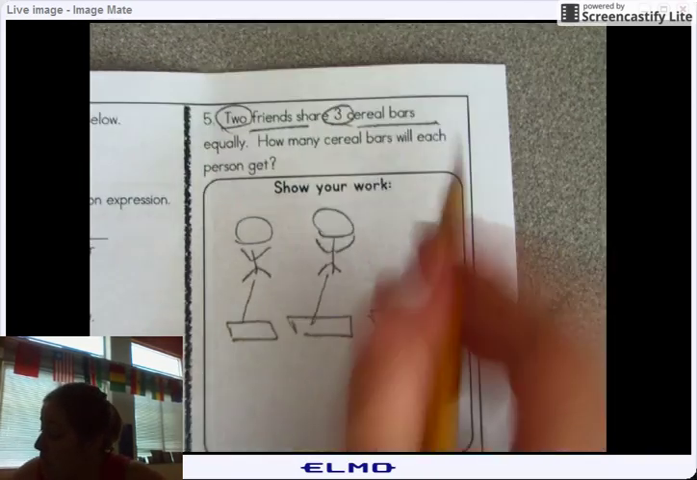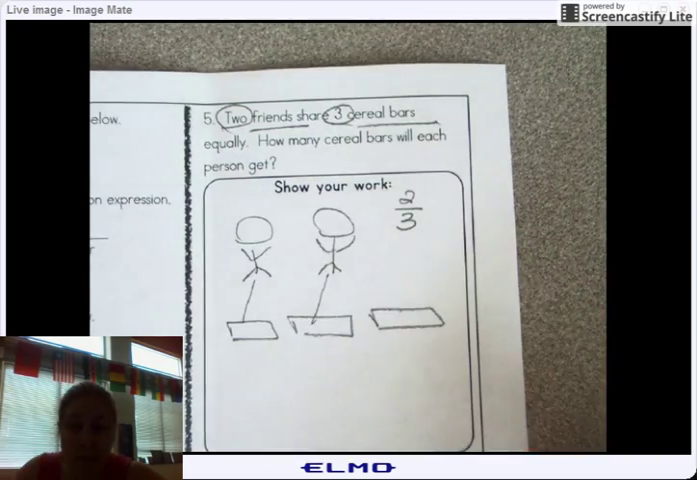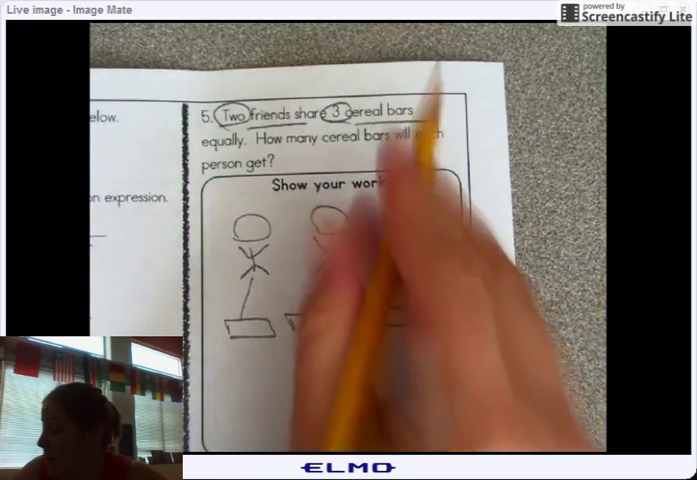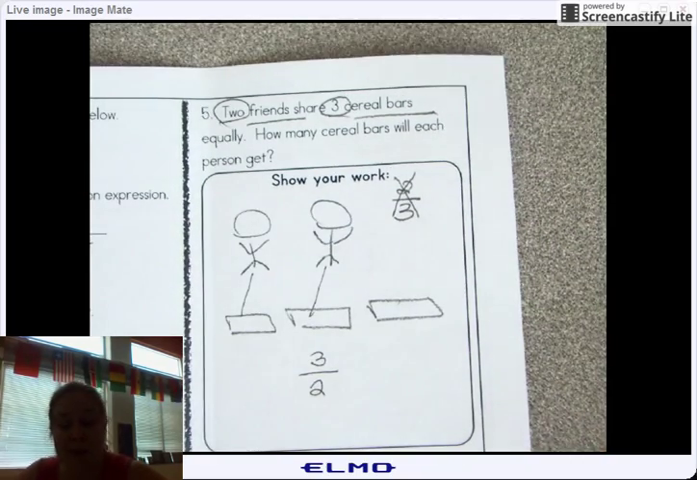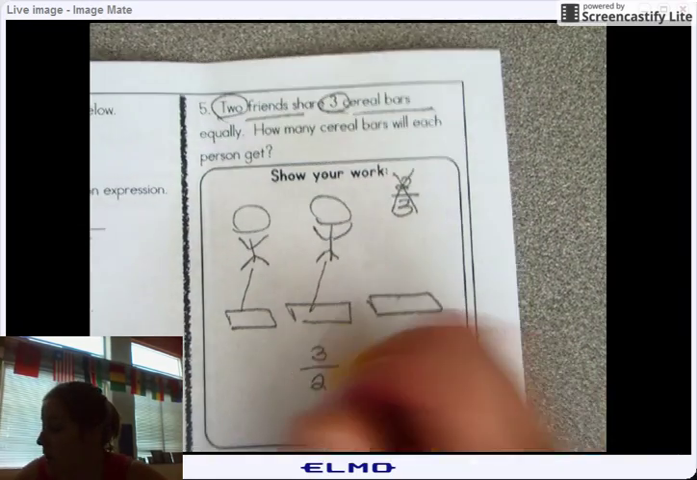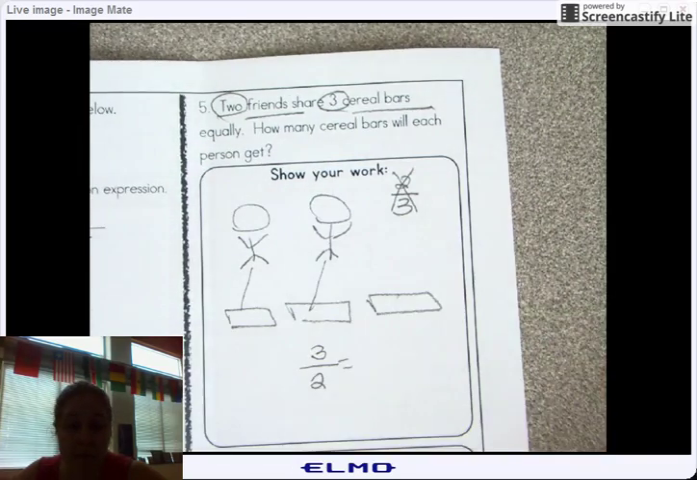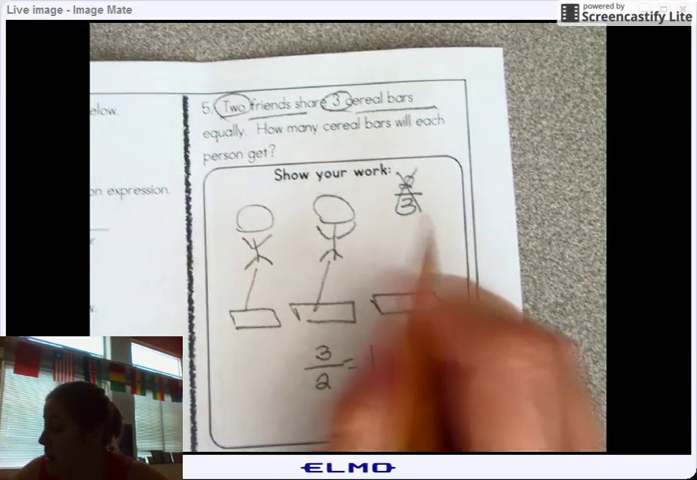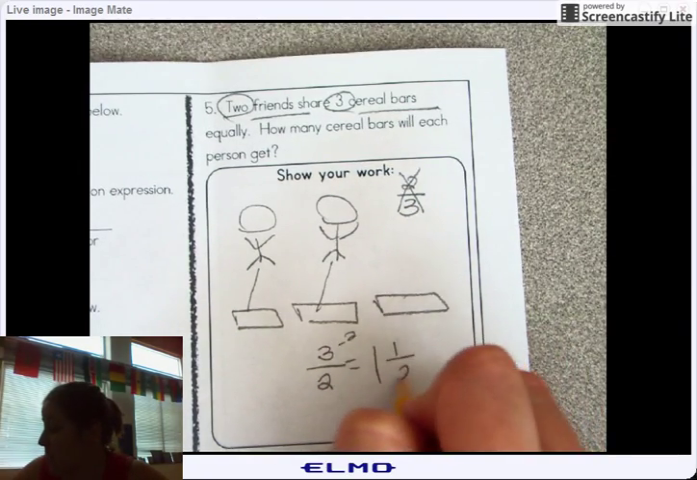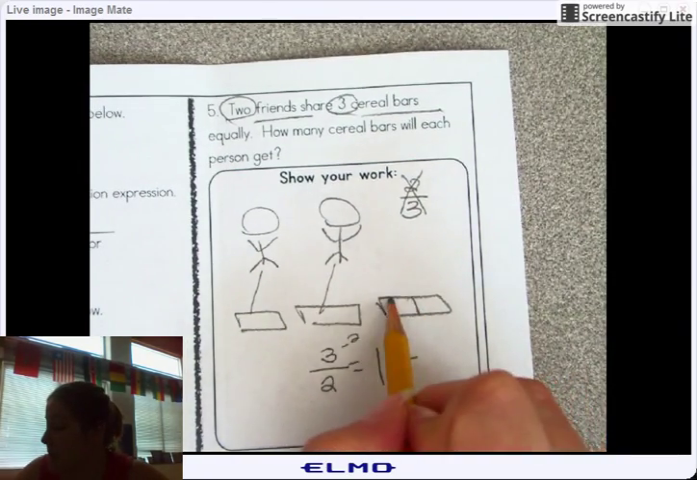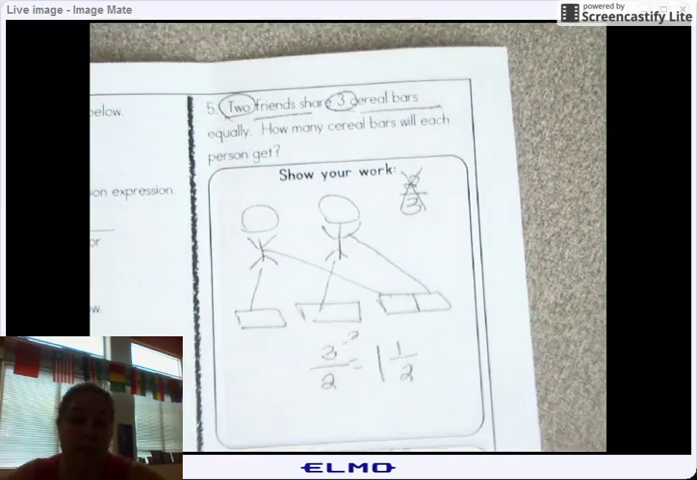So instead of 2 going on the top and 3 going on the bottom, that's not what's going to happen here. Now you're going to put the 3 up top and 2 on the bottom. And when you change that to a proper number, 2 can go into 3 how many times? 1 time. Minus 1, left over, 1/2. So I would split this in half, and this person would get this half, and this person would get this half.